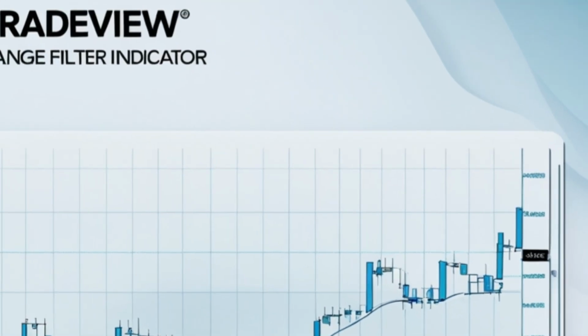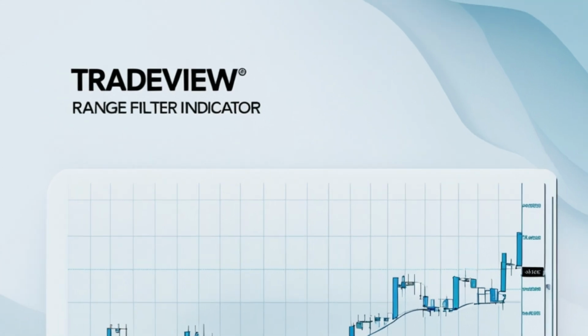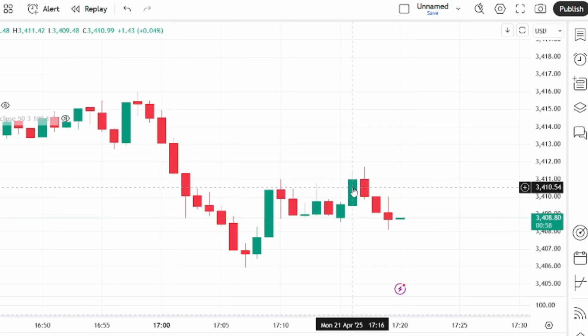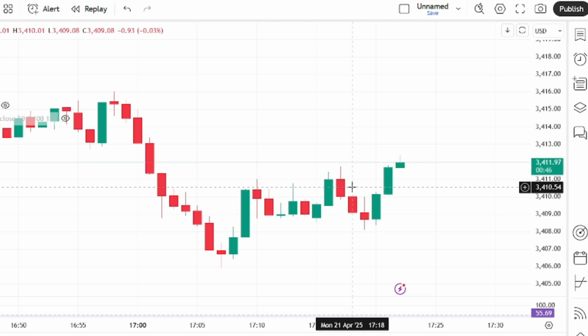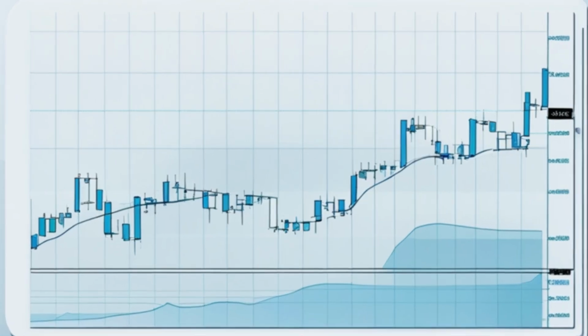What is the range filter indicator? The range filter is an indicator that reacts only when price exceeds a specific range, a dynamic threshold calculated using recent volatility. It was inspired by indicators like the quantitative-qualitative estimation, QQE, but instead of being based on smoothed RSI, it directly applies the concept to price action. What this means is that small, inconsequential movements get ignored. Imagine if your chart only updated when something meaningful happened. That's exactly what range filter does.